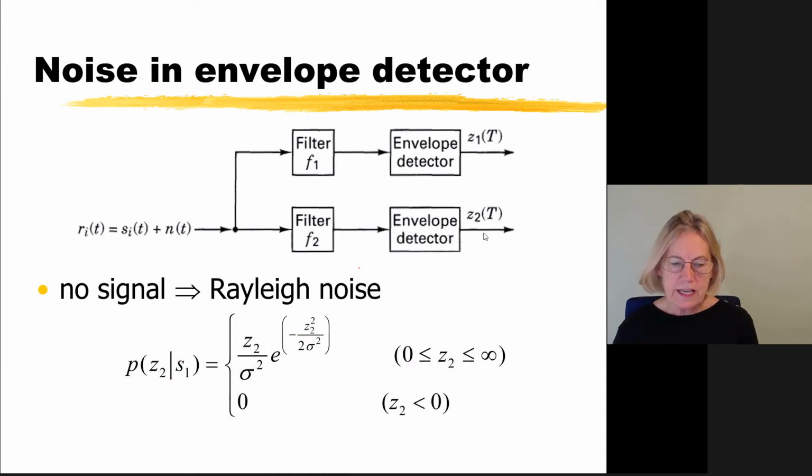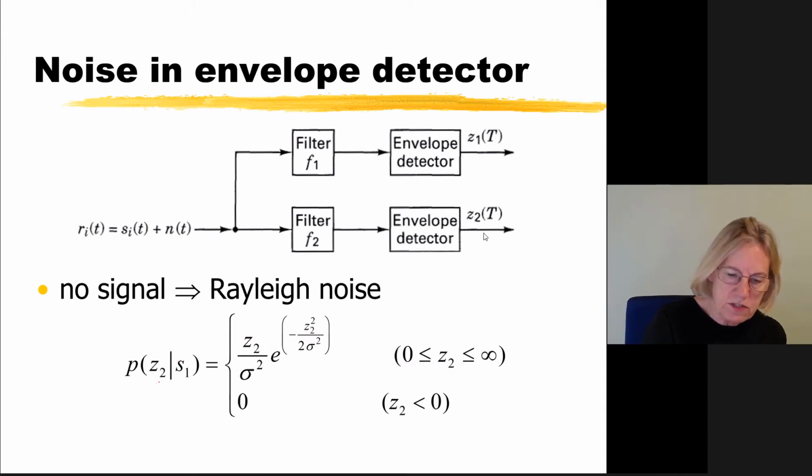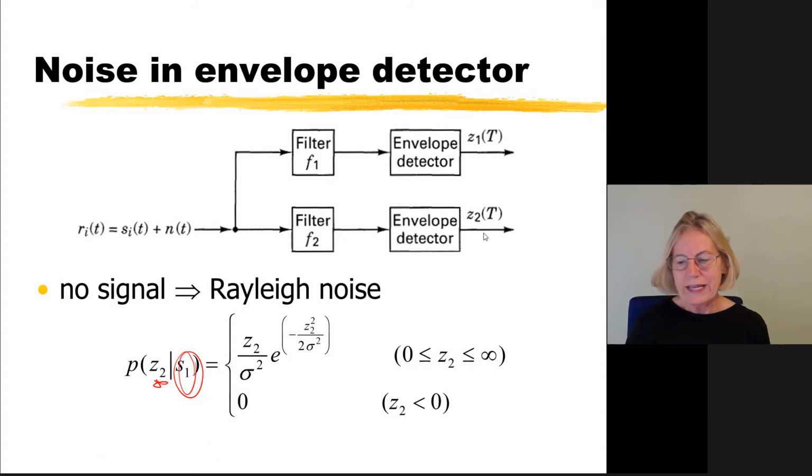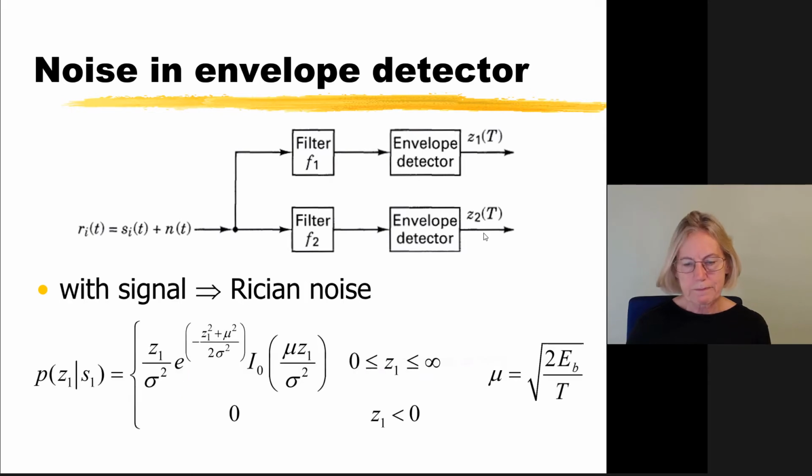Now, if I look at the other case where there's no signal, so S1 is sent, but I'm looking at the second filter, in that case, of course, it's the exact same distribution by symmetry. It also is Rayleigh, but now we're looking at Z2. Now, what happens when we have signal present? Well, when we have signal present, the statistics at the output are, instead of a Rayleigh distribution, a Ricean distribution, because we have a Rayleigh distribution, but offset by the amount of the energy in the signal.